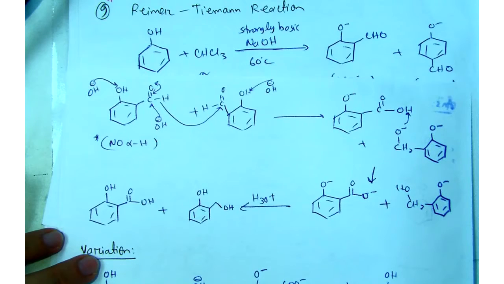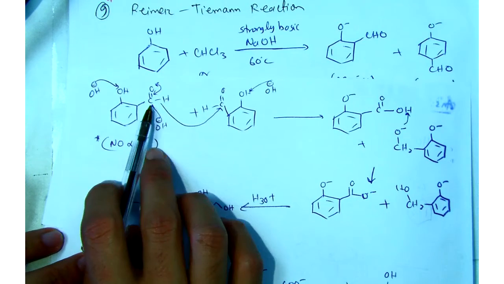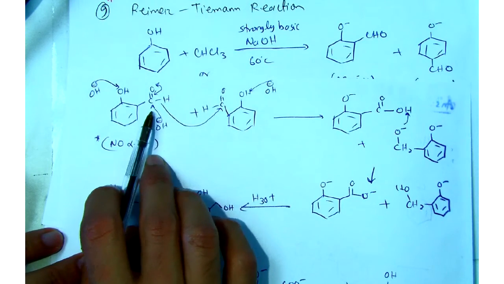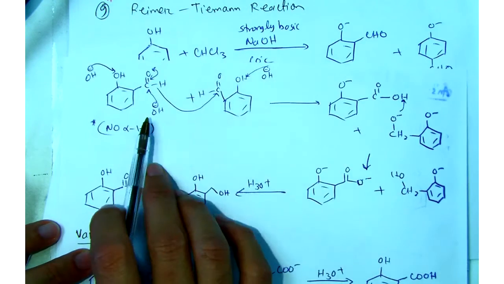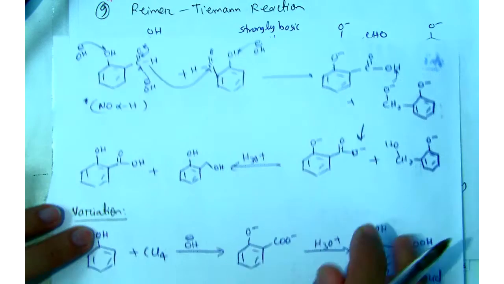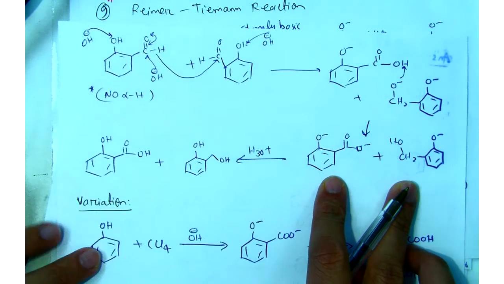So that is the Cannizzaro I have shown here. OH minus reacts on the C double bond O, and that gives H minus to this. So this is what you get after the Cannizzaro, and then adding H plus you get the products. Right, Kevin, understood?